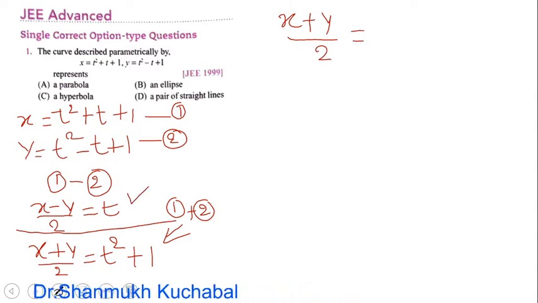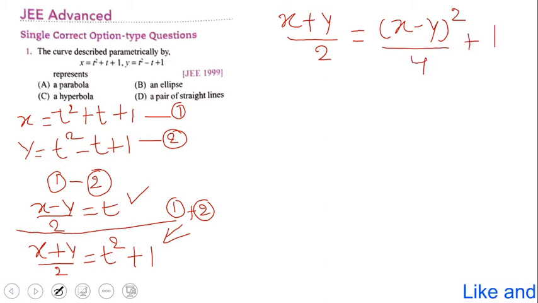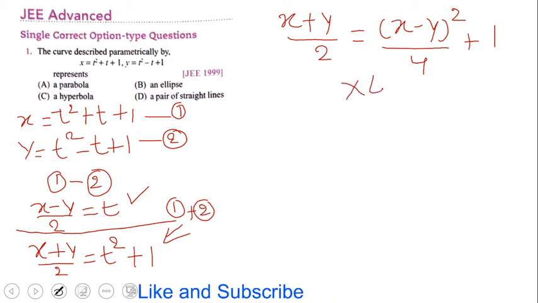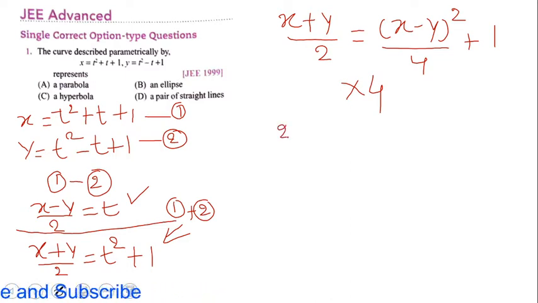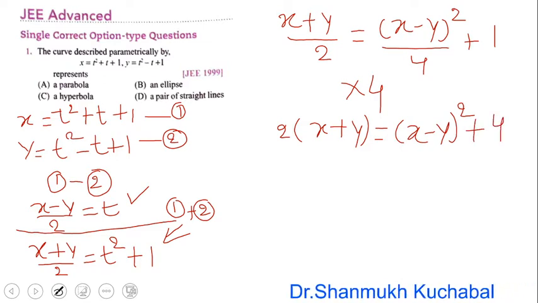So I am taking the t value as this, squaring this value: (x minus y) whole square divided by 2 square is 4, plus 1 here. So here the LCM is 4. To avoid the LCM, you can multiply by the highest denominator, that is multiplying by 4. So we get 2 ones are 2, twos are 1, 2 gets canceled, x plus y; 4 4 gets canceled, we get (x minus y) whole square plus 1 into 4, 4 we get.